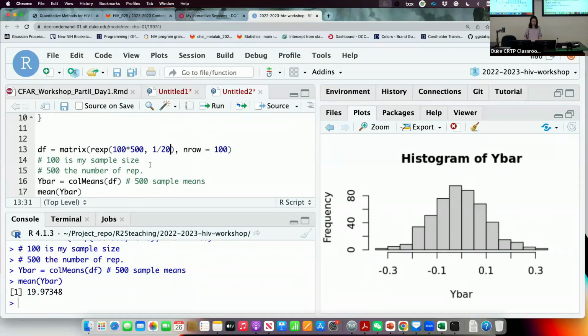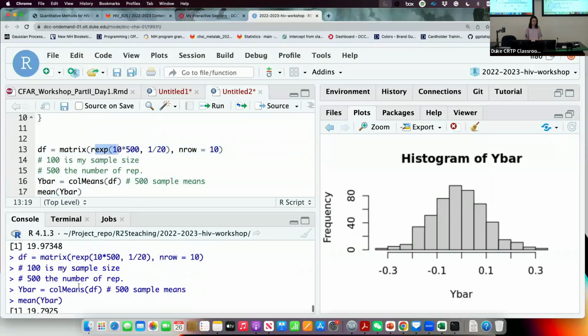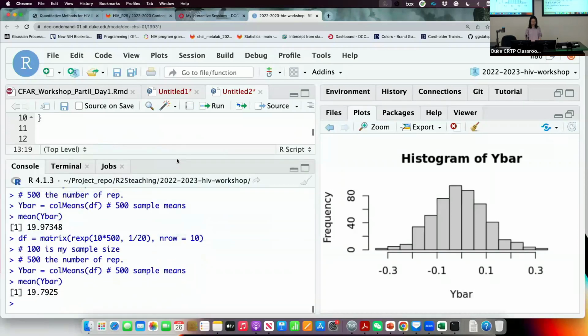Now what if, instead of 100, I reduce my sample size to just 10? Just to see what happens if I have a small sample size. And this is generated from a distribution which is different from normal, the exponential distribution. For this case, you see that the difference is a little larger; the previous one is much closer to 20. So here we actually have a little bit of error in estimating the true population mean.